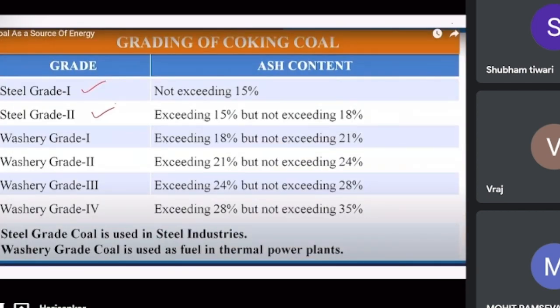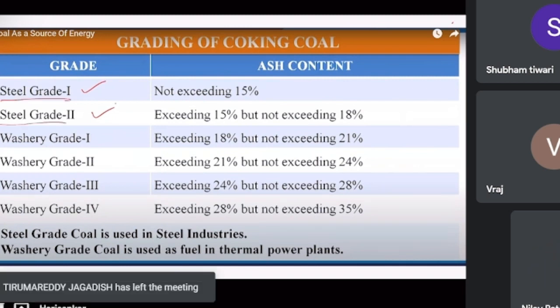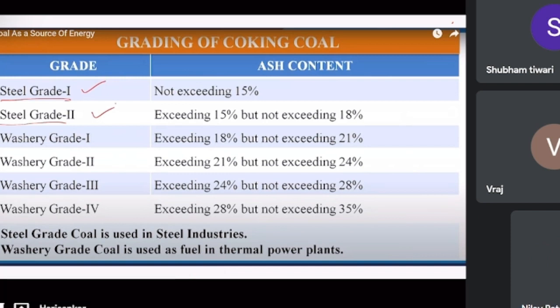These are the different grades of coal that we have. Steel grade 1 and steel grade 2 basically mean coal that is used in the steel industry, and they should have an ash content of 15%, but not exceeding 18%. The other grades of coal are commonly known as washery grade, ranging from washery grade 1 to washery grade 4. These coals are usually used as fuels in thermal power plants, and the ash content in these coals can be much higher than in steel grade coals.